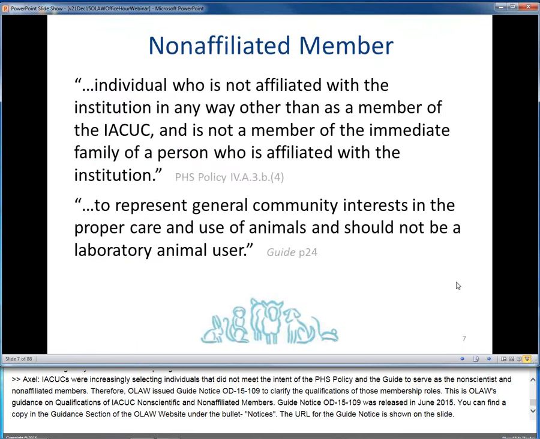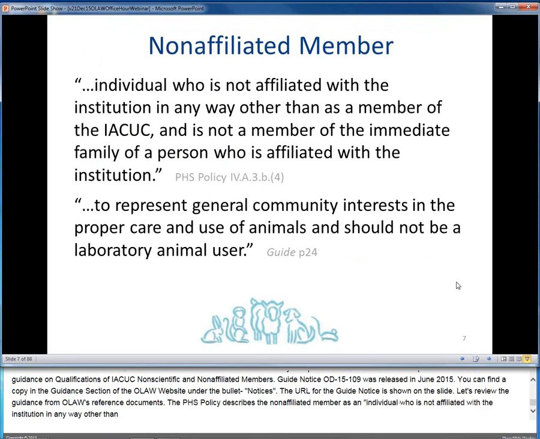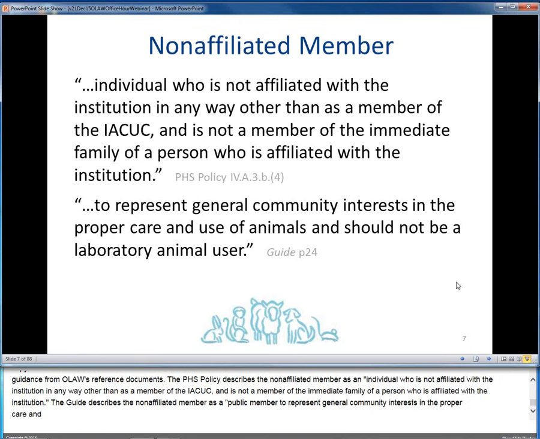Let's review the guidance from OLAW's reference documents. The PHS policy describes the non-affiliated member as an individual who is not affiliated with the institution in any way other than as a member of the IACUC and is not a member of the immediate family of a person who is affiliated with the institution. The guide describes the non-affiliated member as a public member to represent general community interests in the proper care and use of animals and should not be a laboratory animal user.